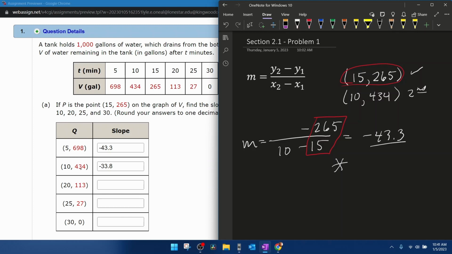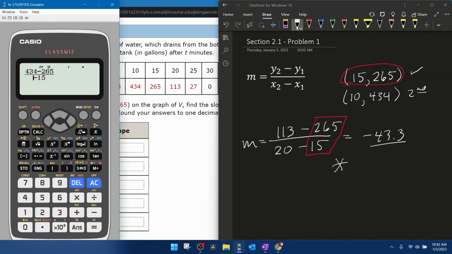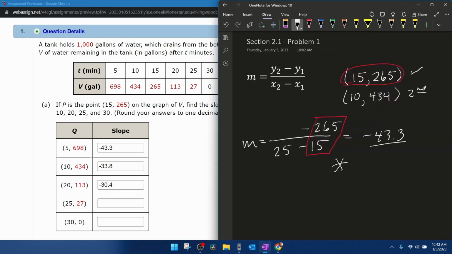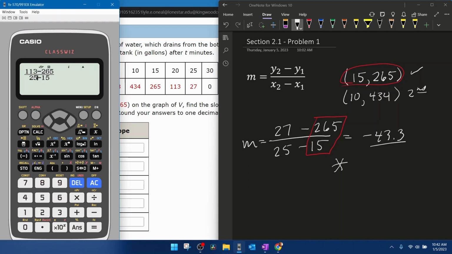So for the next calculation, we're going to use 20 and 113. Delete 20 and 113, rounded, negative 30.4. Again, 25 and 27. Edit 25 and 27. Rounded, negative 23.8.